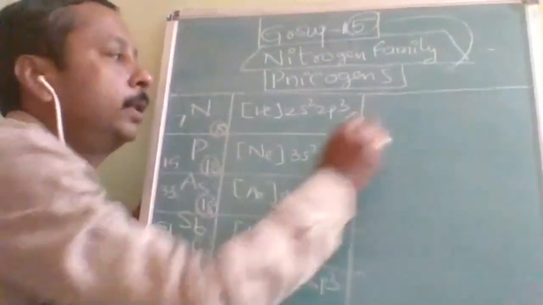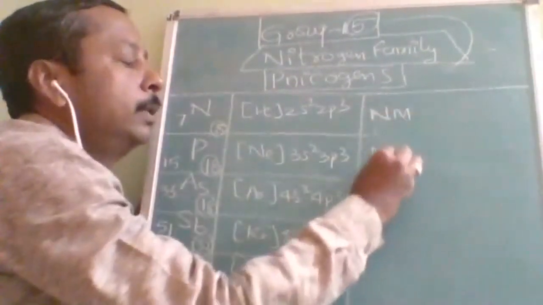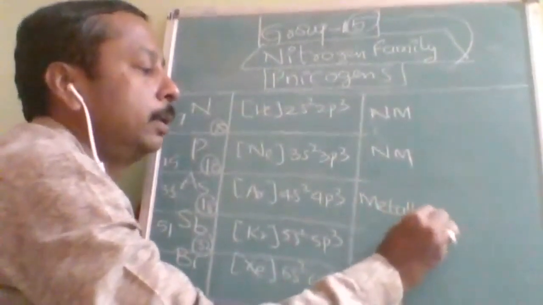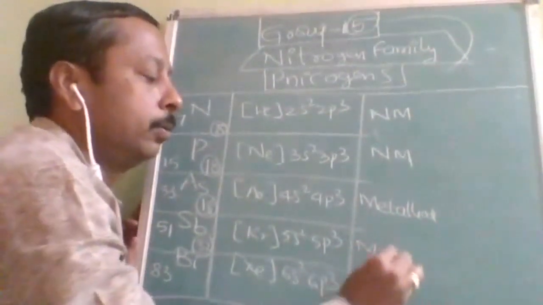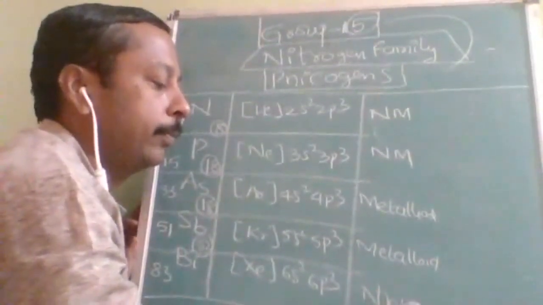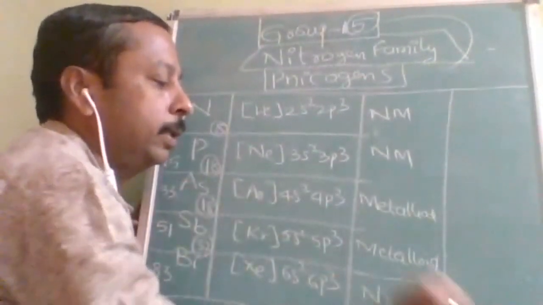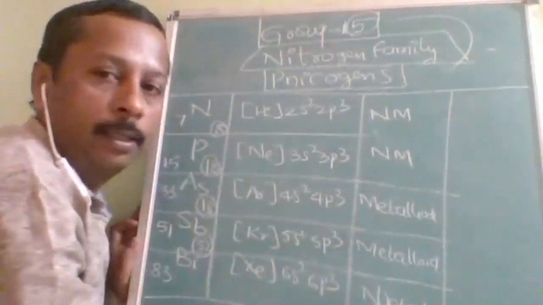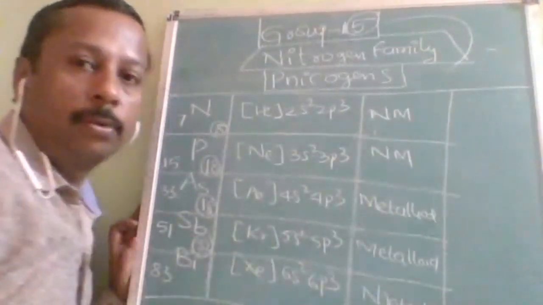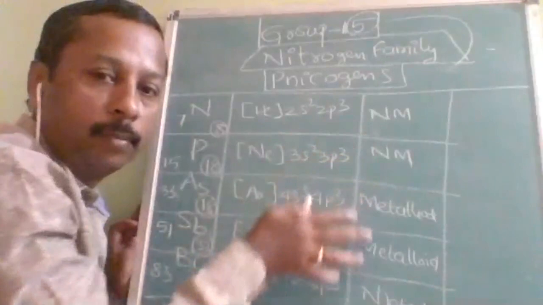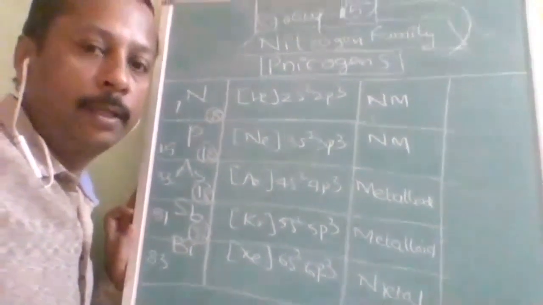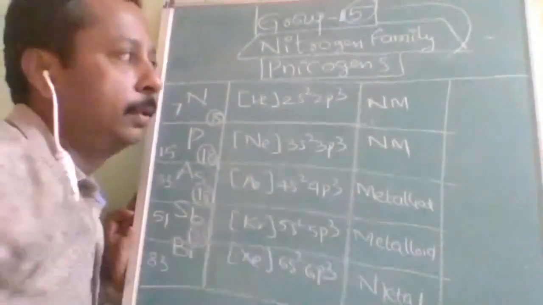So this is a non-metal. This is a metalloid, and this is also a metalloid. And the only metal is bismuth. Number of metals: 1. Number of metalloids: 2. Number of non-metals: 2. Only 1 metal, 2 metalloids, and 2 non-metals.